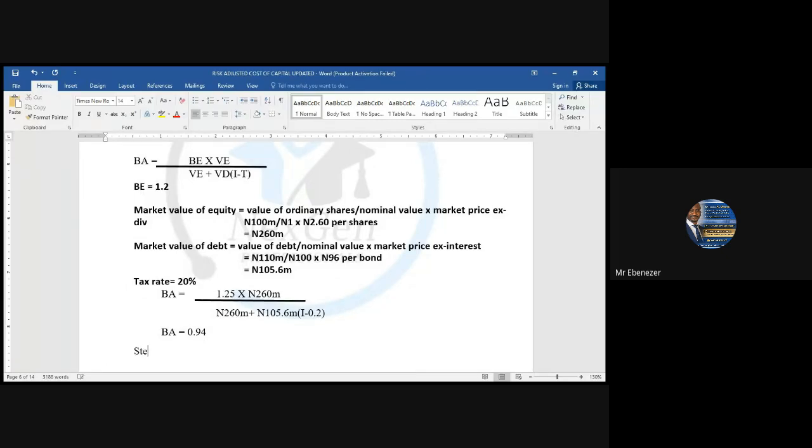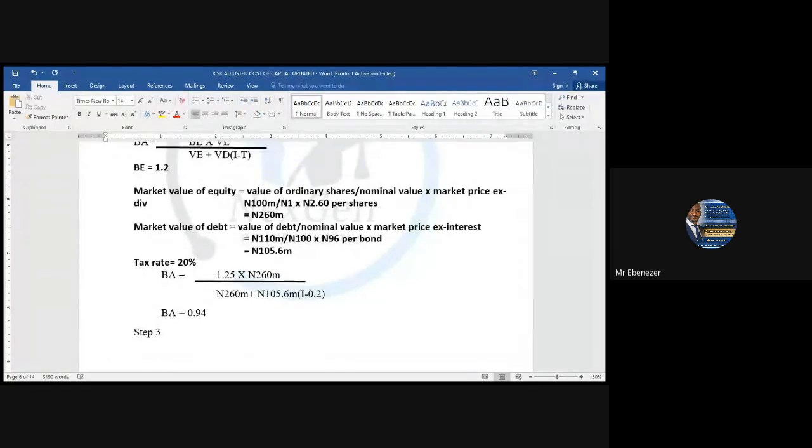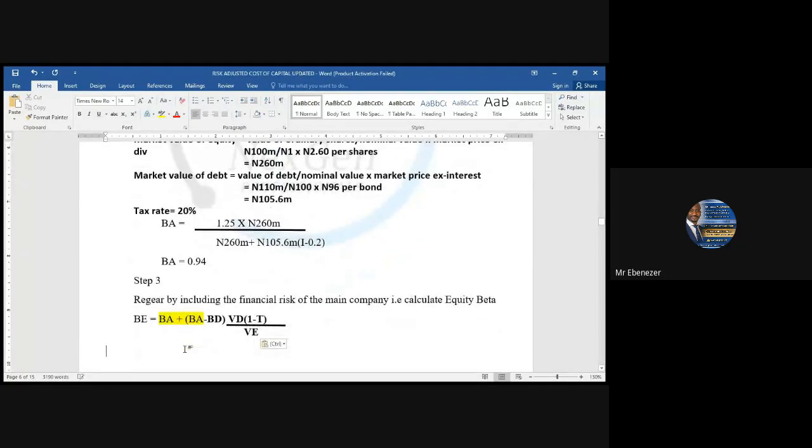Step 3. What is the next step? Step 3. We should include the review of the financial risk of the main company. Because you have to include what the company is actually facing, the risk at which the company operates.